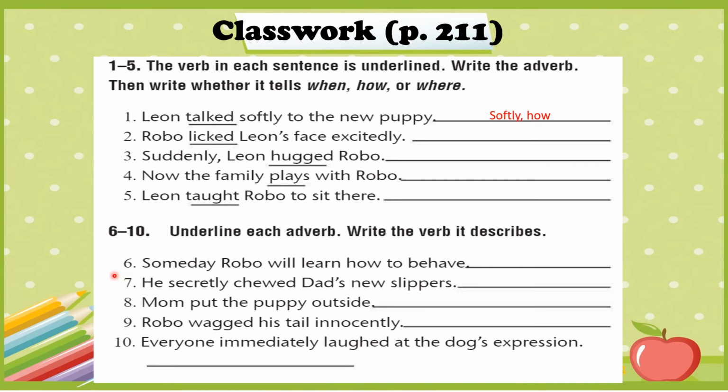So let's do number 6. Someday, Robo will learn how to behave. So what is your verb in here? Your verb is will learn, right? So you have to write it on the blank. But first, let's identify where the adverb is. So when will Robo learn how to behave? The answer is someday, he will learn that action. And you have the verb phrase will learn. So this is how you're going to go through items 2 to 5 and items 7 to 10.